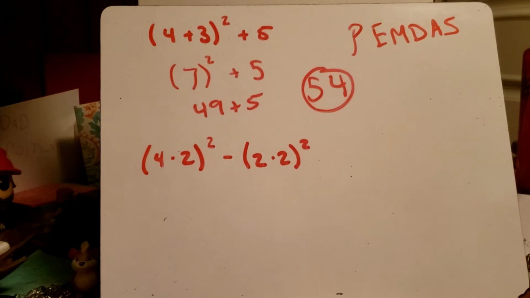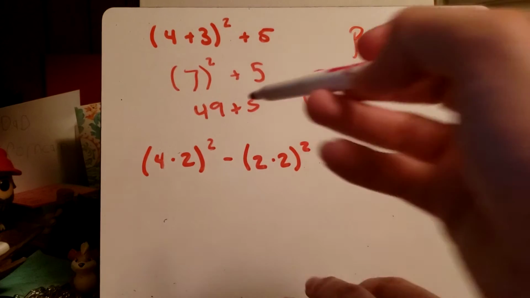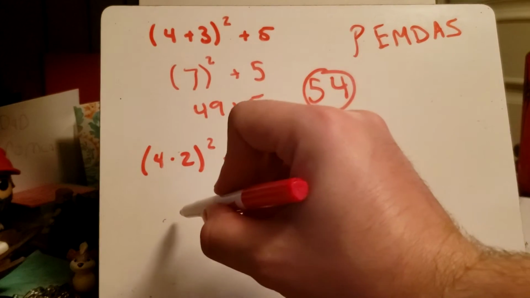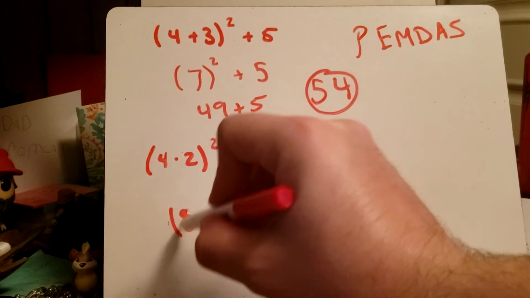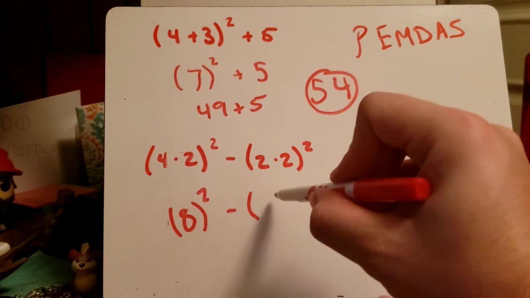Next up, we've got 2 different parentheses. So what we're going to do is we're going to do each parentheses separately, but we're still doing them both first. So we've got 4 times 2, that's 8. It's a funky looking 8. And then 2 times 2, that's 4.